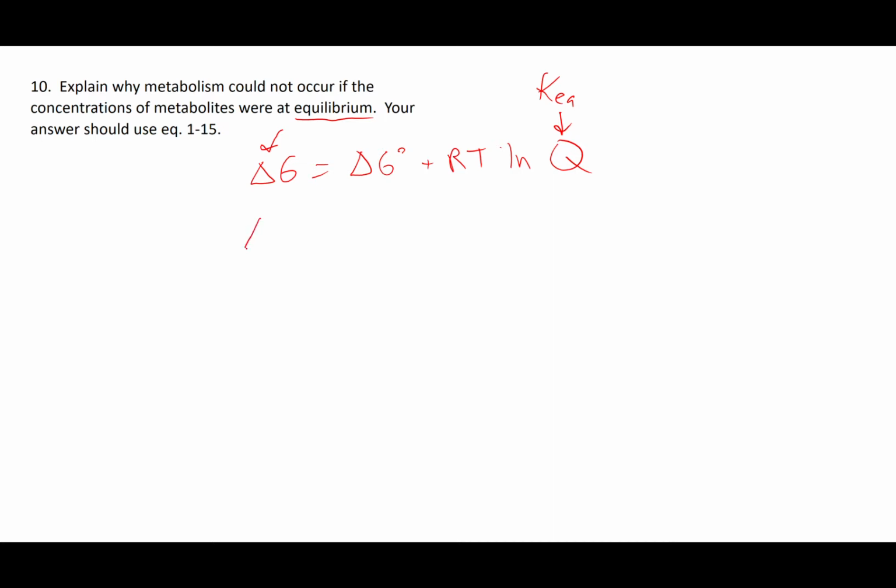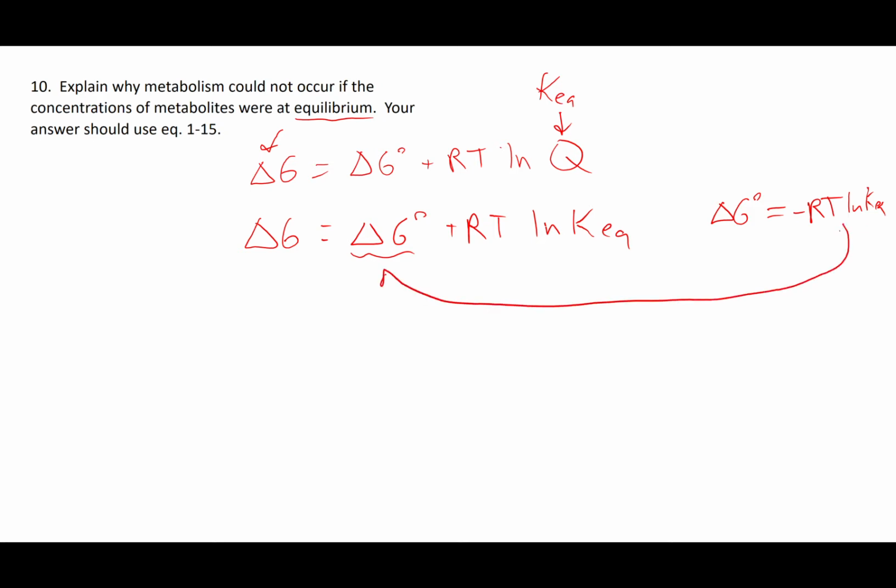So now we end up with delta G is equal to delta G naught plus RT times the natural log of KEQ. This might look a little better to you. Hopefully, if you're thinking about all the equations that we know from this chapter, you can see where we're going next. We're going to substitute something in here for delta G naught. We have another equation where delta G naught is equal to negative RT times the natural log of KEQ. So we're going to substitute that in here.